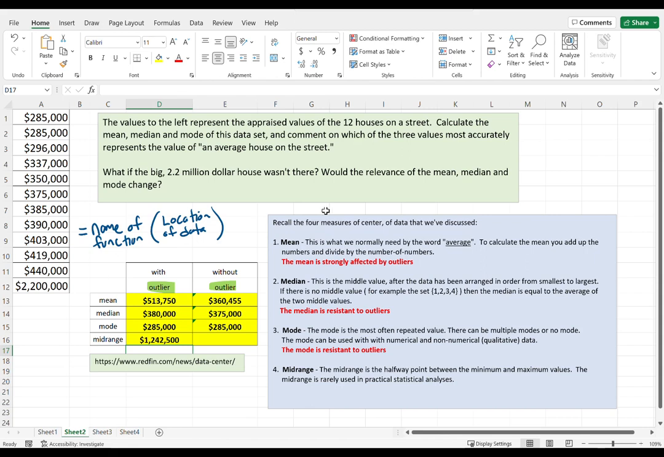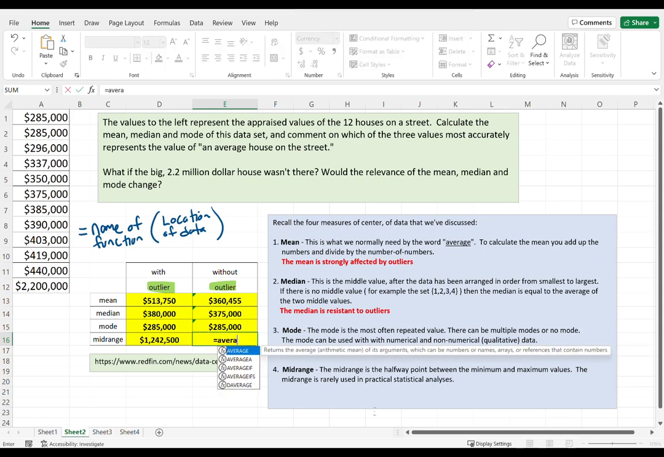Okay, and that looks about right. 1.2 million, that's about halfway between 285,000 and 2.2 million. So yeah, that's the mid-range. And if we recalculate the mid-range, which would be the average of the 285, the smallest number, and the 440, which is the largest number that's not an outlier.